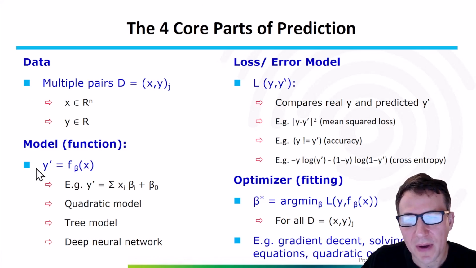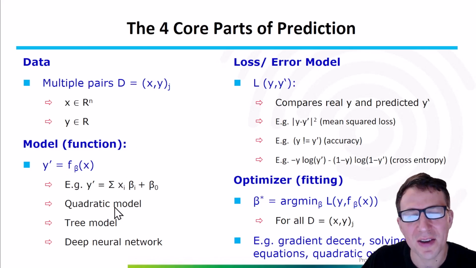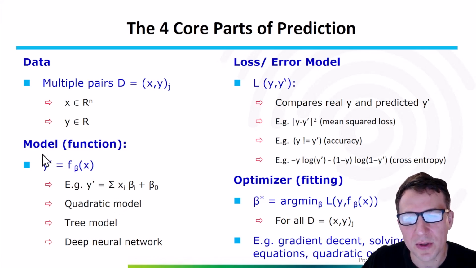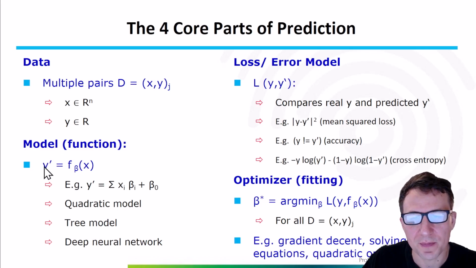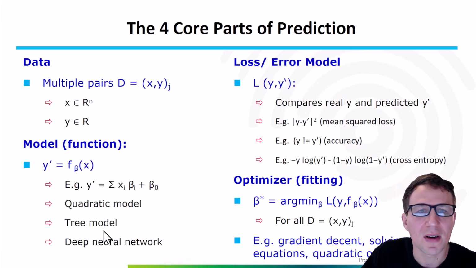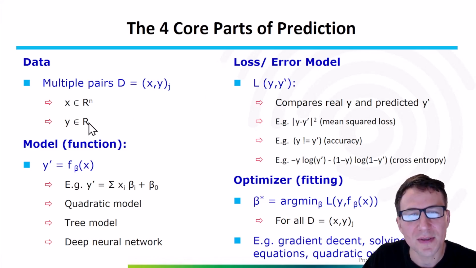Then you need to specify a model, and a model is just another term for a function that has a lot of parameters. A model is a function that takes x as an input and computes y hat, your prediction. And the function could have several forms. It could be a very simple linear function, a quadratic function, a tree model or a deep learning model. There are all kinds of models, but they're all just parameterized functions that take this x as an input and compute this y as an output.